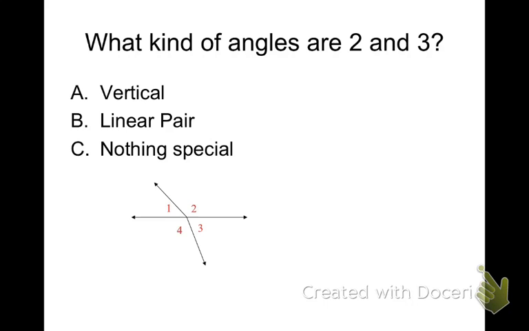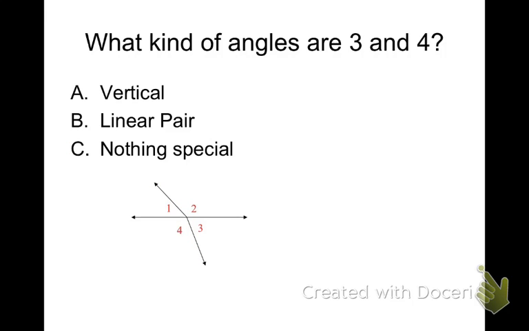What kind of angles are 2 and 3? If you look at 2 and 3, there's nothing special about these angles because the two rays that create angle 2 and 3 are not collinear. They're not opposite rays. You can see this is clearly not an opposite ray for this side. So 2 and 3 are nothing special.